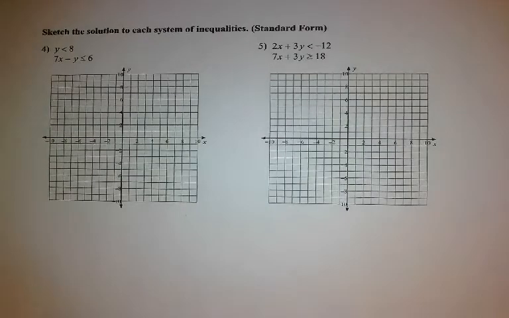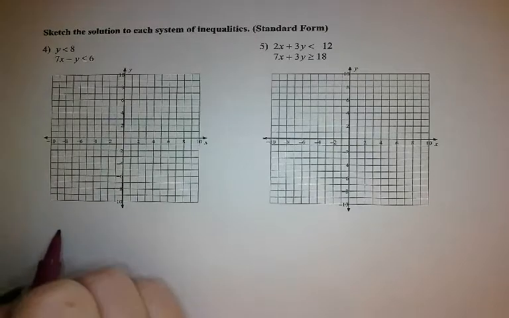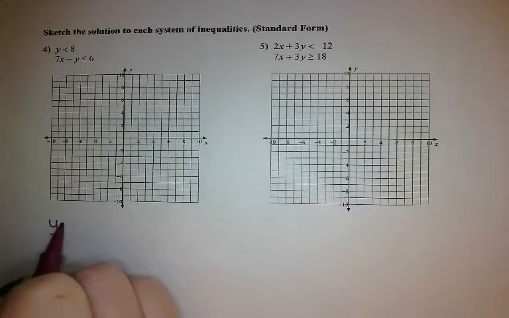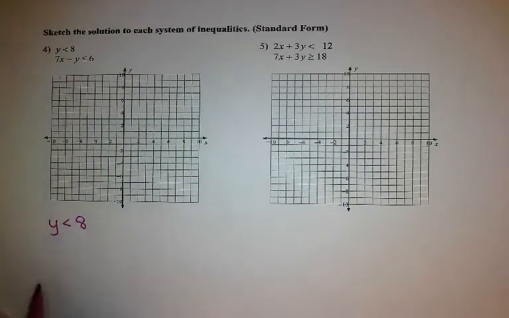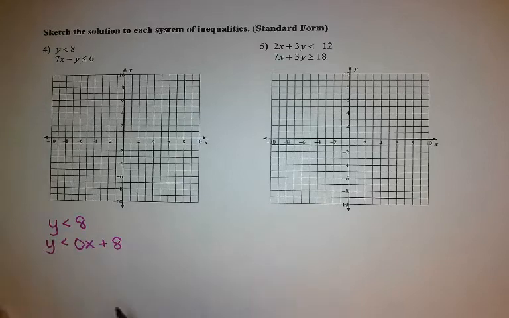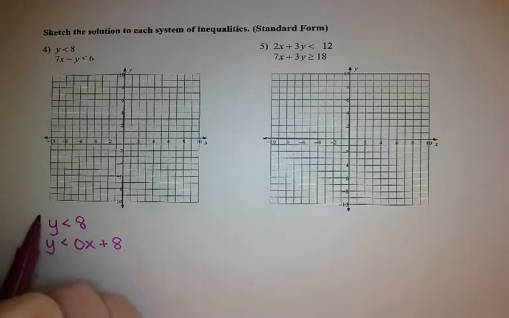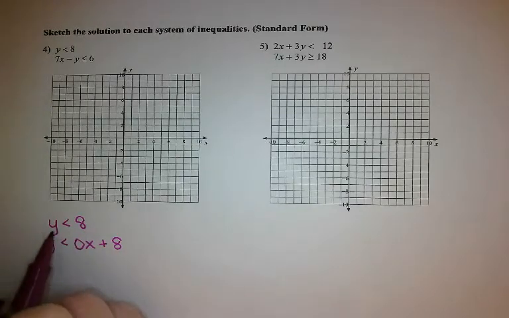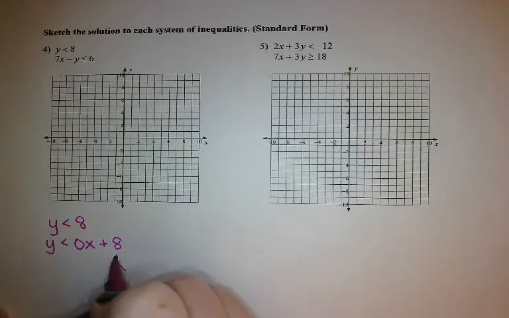These next two examples are going to be in standard form. All right, so the better way to maybe do this is to rewrite them in slope-intercept form. So in the space below, I'm going to write out the 1. Y is less than 8. You could also think of this as y is less than 0x plus 8 if you need to. Either way, some of you will remember that this is the equation of a horizontal line, but if you don't, you can still do slope-intercept.